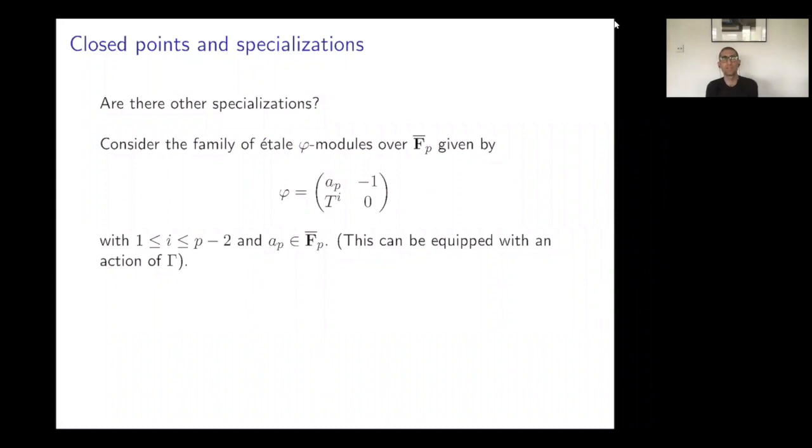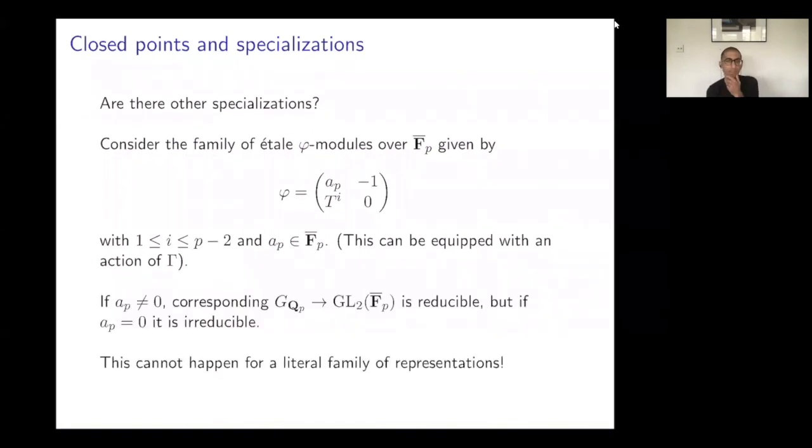But you can consider this thing: is this a one-dimensional family over FP bar with AP being a parameter? So you can imagine, if you like, you can think of this as being over the affine line with parameter AP. And for each of those, you have a phi module, and it turns out you can put a commuting action of this gamma. And so this gives you a family occurring in our stack.